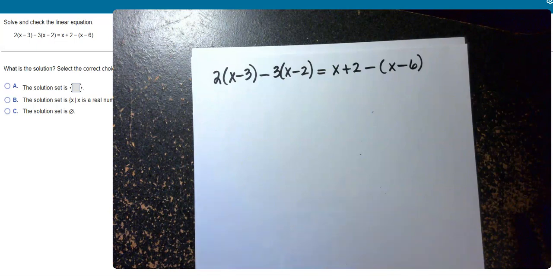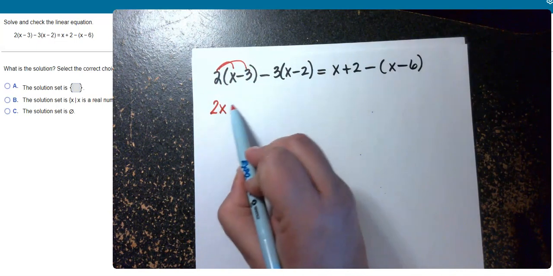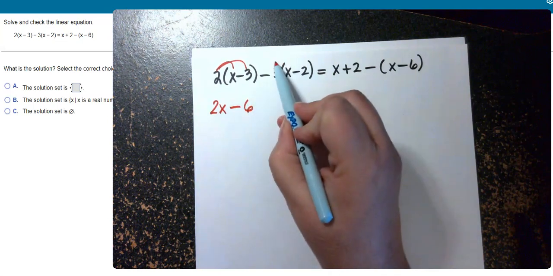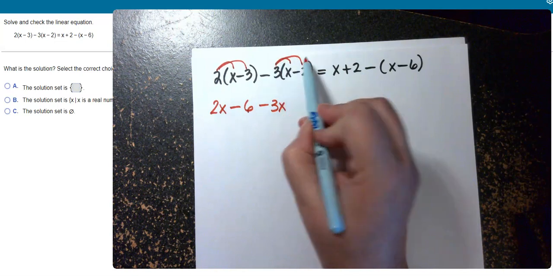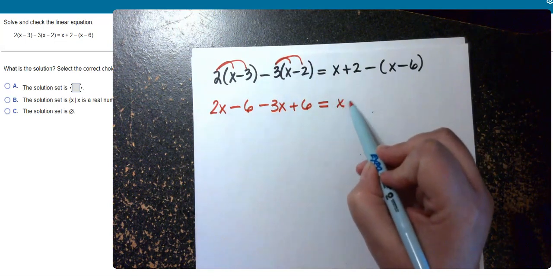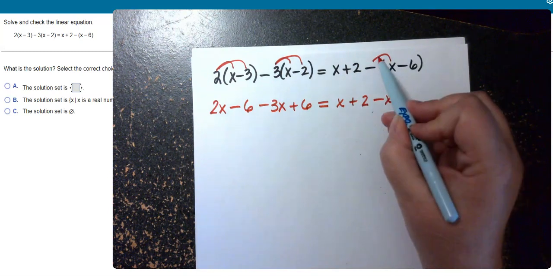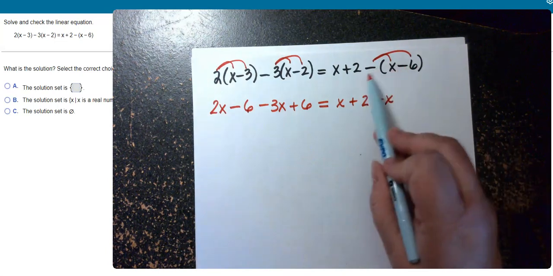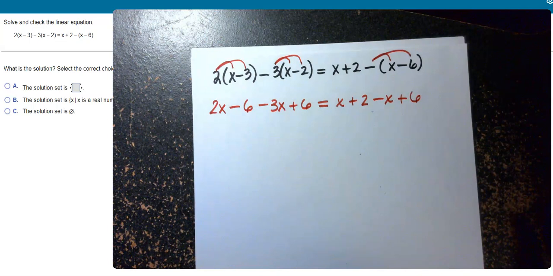So here we go. I've got 2 times x, 2x. 2 times negative 3 is negative 6. Negative 3 times x is negative 3x. Negative 3 times negative 2 is positive 6. x plus 2 minus x, minus, negative 1 times negative 6, makes plus 6.